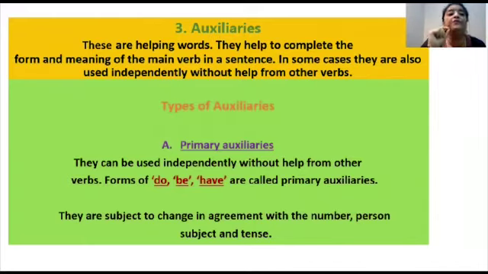The forms of do, be, and have are called primary auxiliaries. They are subject to change in agreement with the number, person, subject and tense.